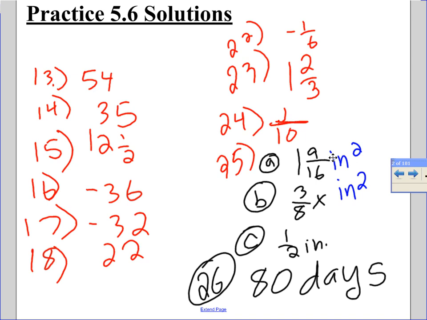Okay, 15. Did you change 6 to have a common denominator, which is 24 over 4? Okay, I would change 6 first to be 24 over 4, then add 1/4 to it. So you get 25 over 4.